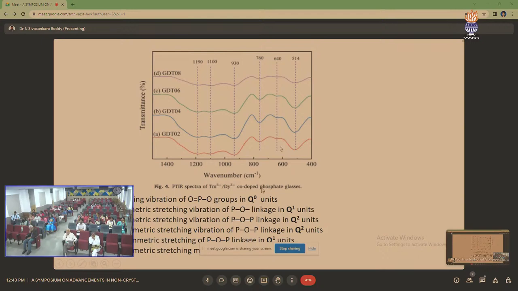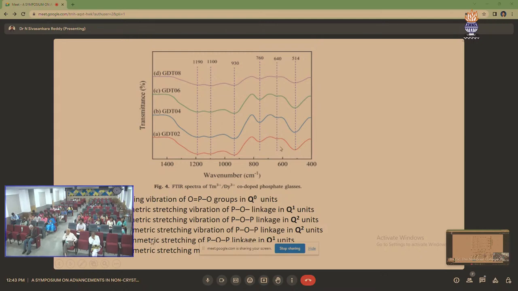So here it is listed: Q0 unit, Q1 unit, Q2 unit. So 640 is there. There is a 640 vibrational band, symmetric stretching vibration. It indicates symmetric stretching vibration of the PO linkage in the Q1 unit. So you are able to find out orthophosphate, pyrophosphate, and metaphosphate units. And again, 760 cm⁻¹ is associated to the symmetric stretching vibration of the POP linkage in the Q2 unit. So on. 930 is connected to the Q2 unit.